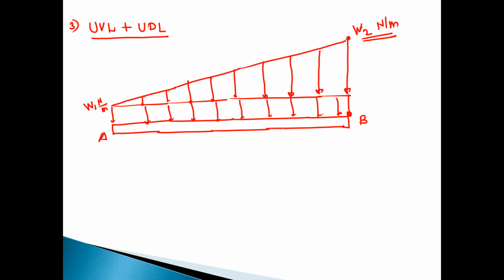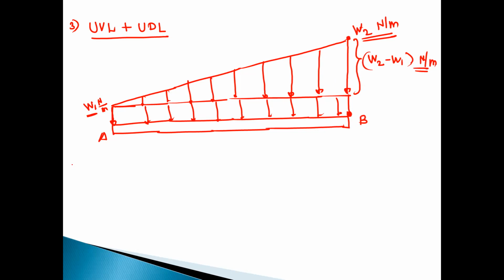So for this conversion, first find out this side, because this initial side, the intensity for the UDL, is given as W1. So this will be W2 minus W1 Newton per meter. Now this will be the height, or the maximum intensity, for the UVL, and this is the intensity for the UDL.